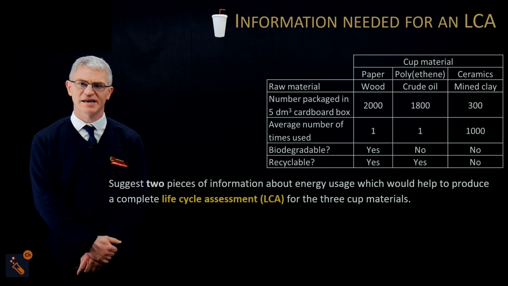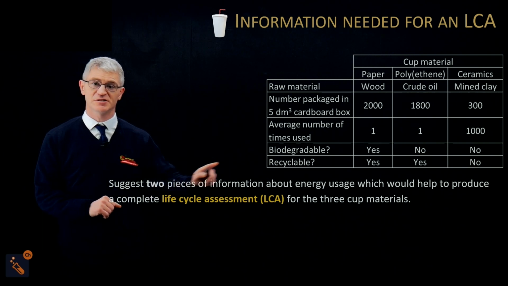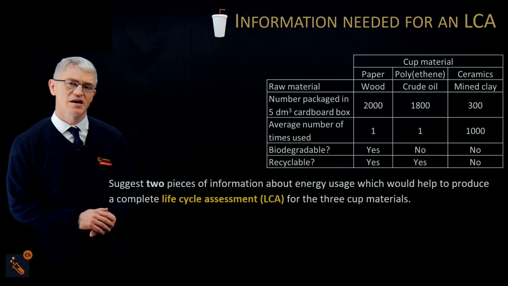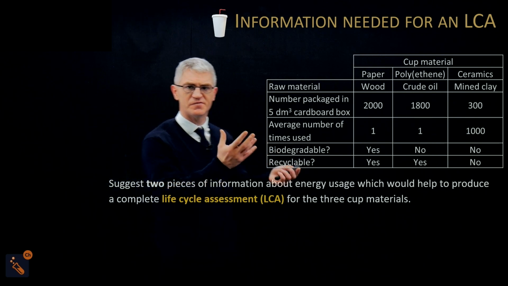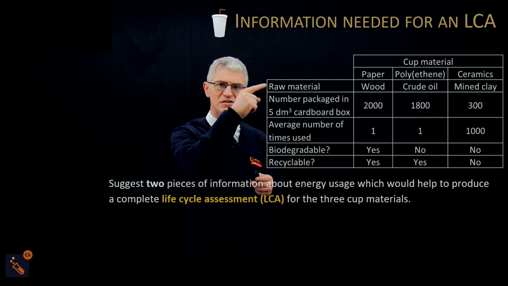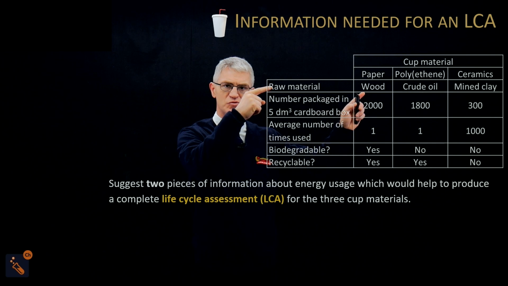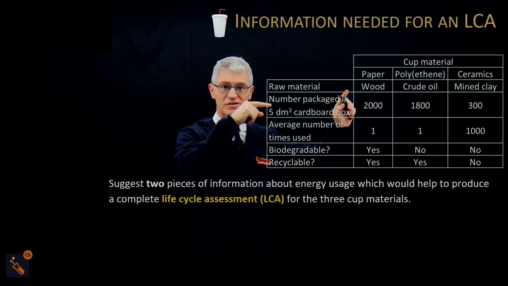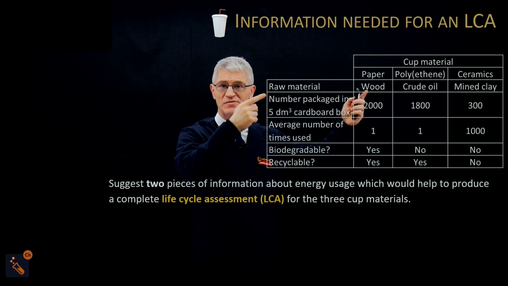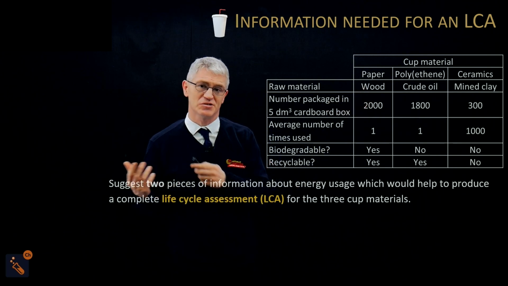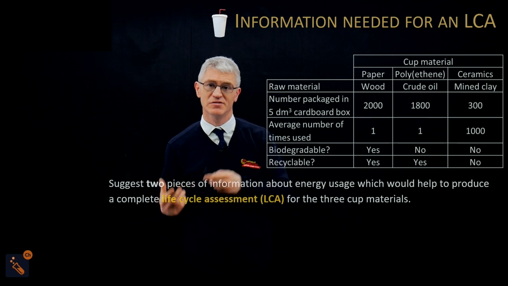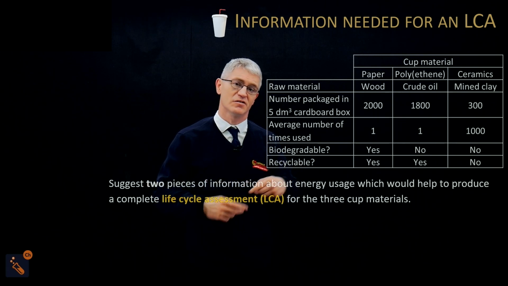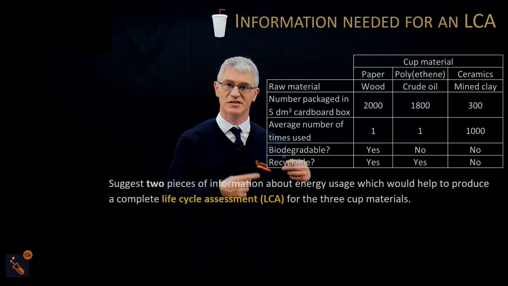Now we're going to look at a question about 2 pieces of information about energy usage. And we've got the same data for our cups. So look at the raw material. Well, the raw material is wood. Well, wood comes out of the ground as trees. Okay, then we have to cut them down, and then we have to turn them into paper. So we need to extract the raw material from the ground, cut down the wood, okay, and then we have to process it and turn it into paper.